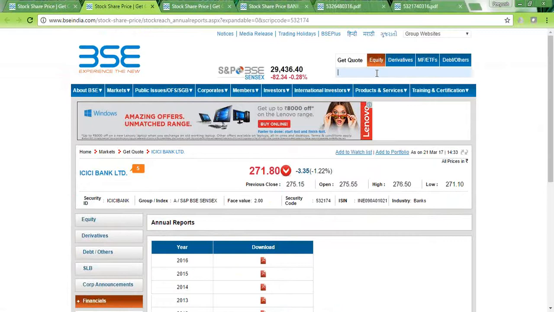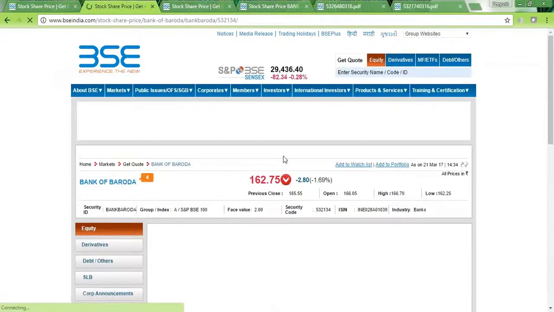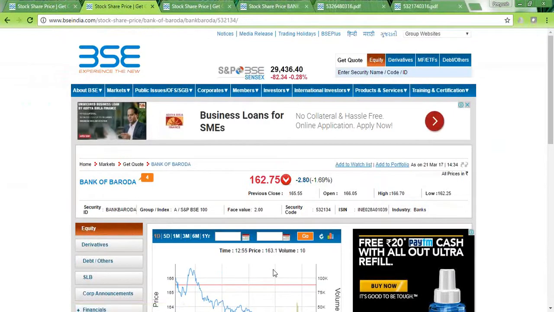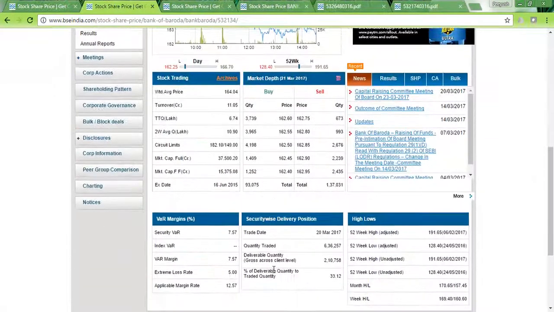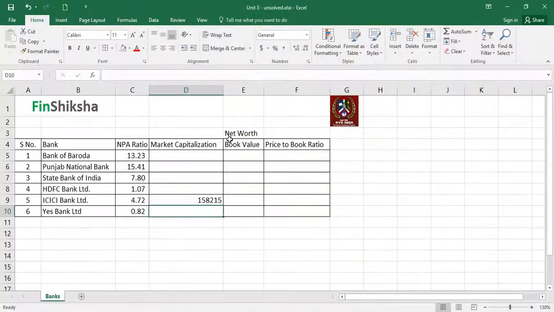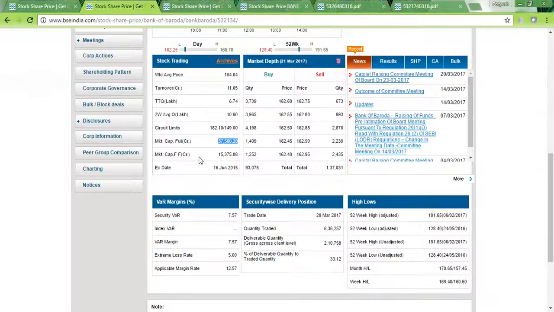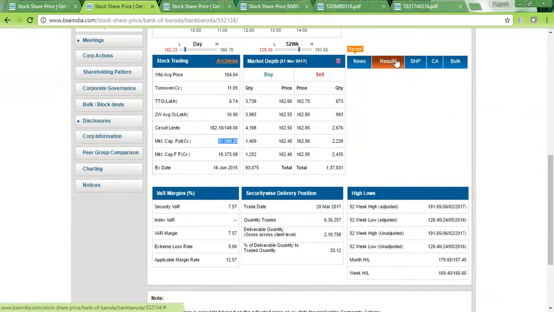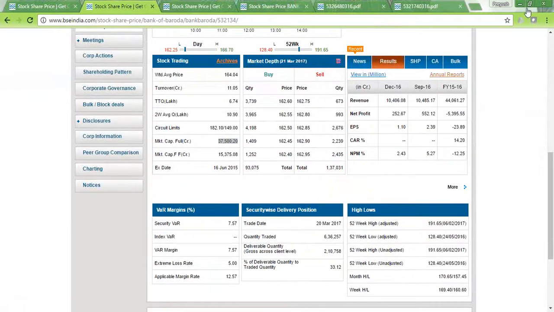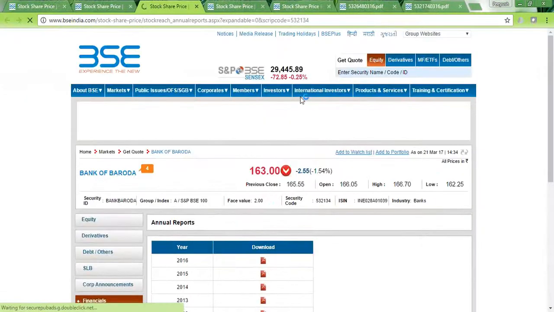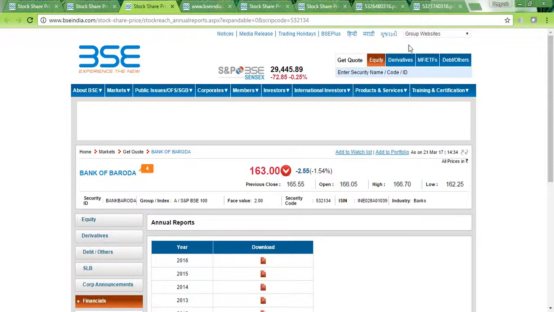Next, let's look at Bank of Baroda. And the market cap for Bank of Baroda would be effectively 37,500 crore. So that's 37,500 crore. Let's take out the annual report for Bank of Baroda as well. So that's the annual report for Bank of Baroda. Let's open this. And so take one bank by one bank as we go along.